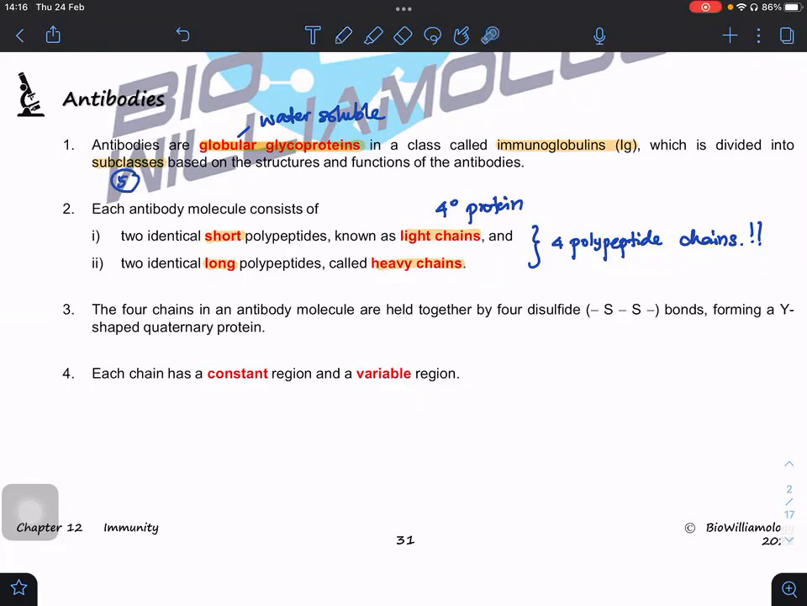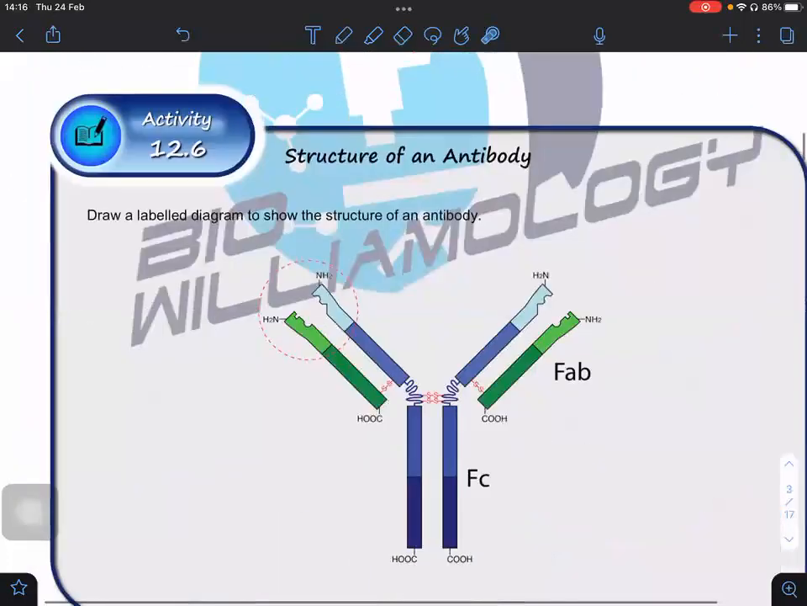So the 4 chains in the antibody molecule are held together by 4 disulfide bonds. These disulfide bonds hold these 4 polypeptide chains together, forming a Y-shaped quaternary protein. As I said, they're quaternary protein, and each chain will have constant regions and variable regions. I won't go into the detail about constant and variable chain. Let us look at the diagram here.